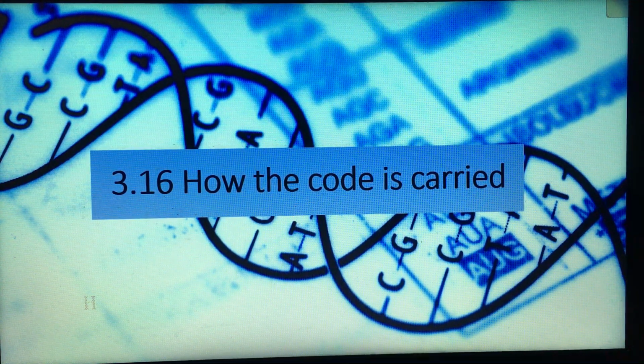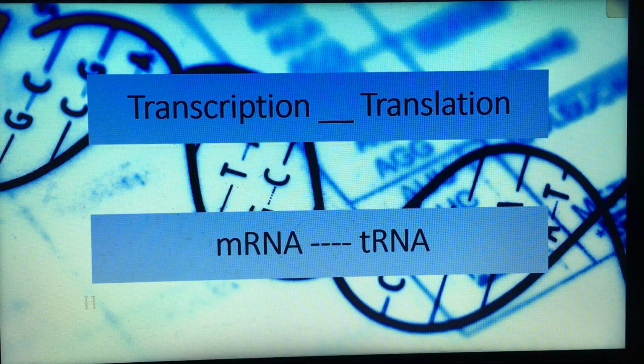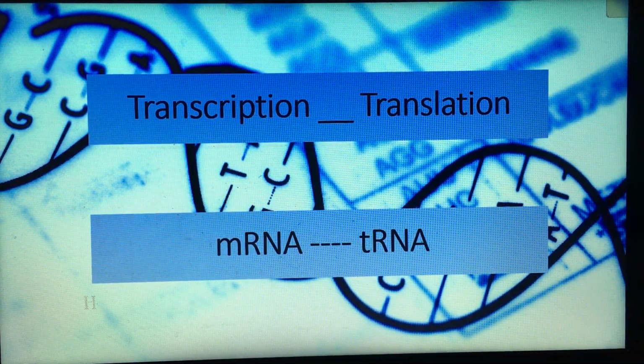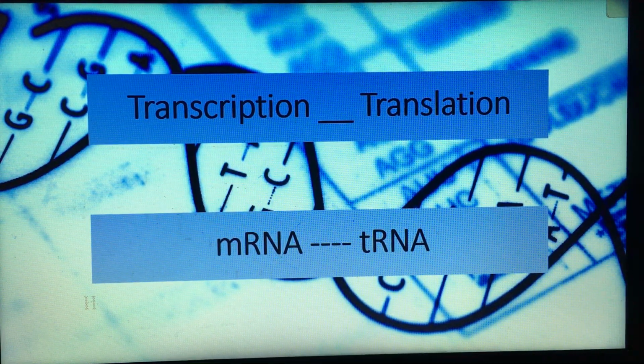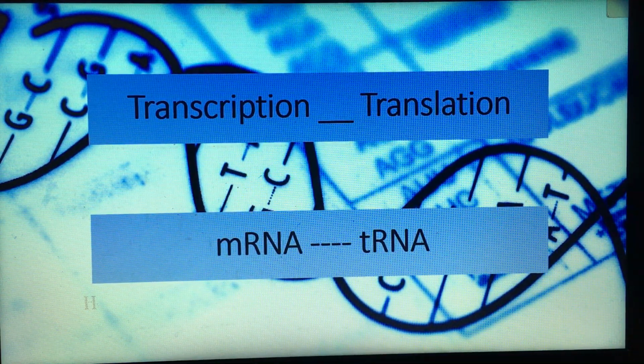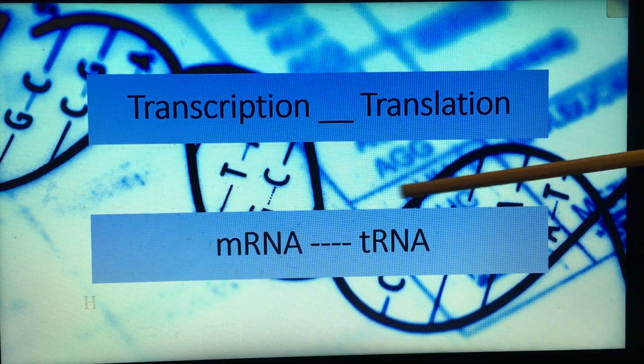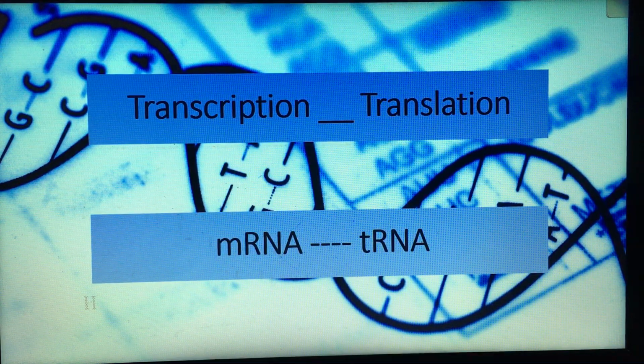Hello again. Today we are going to talk about how the code is carried. In this lesson, we are going to define new concepts like transcription and translation. And we are going to understand that the genetic code is carried as a sequence of bases on the DNA molecule. So, the concepts that we are going to talk about today: transcription, translation. We have a new nucleic acid, which are mRNA and tRNA.